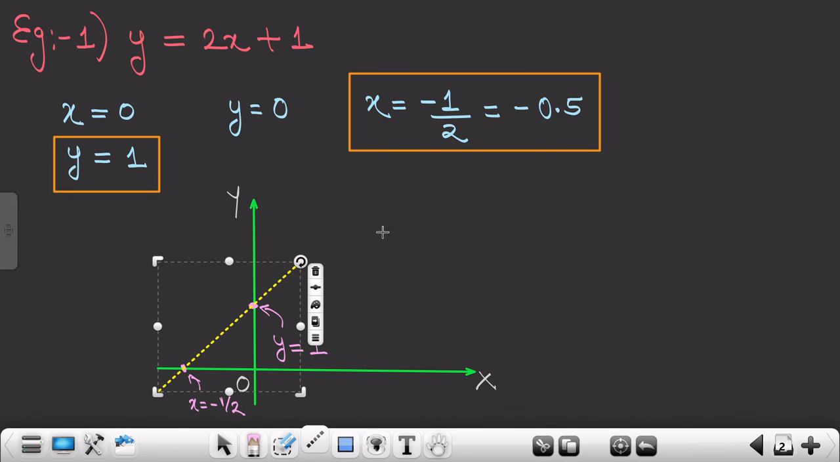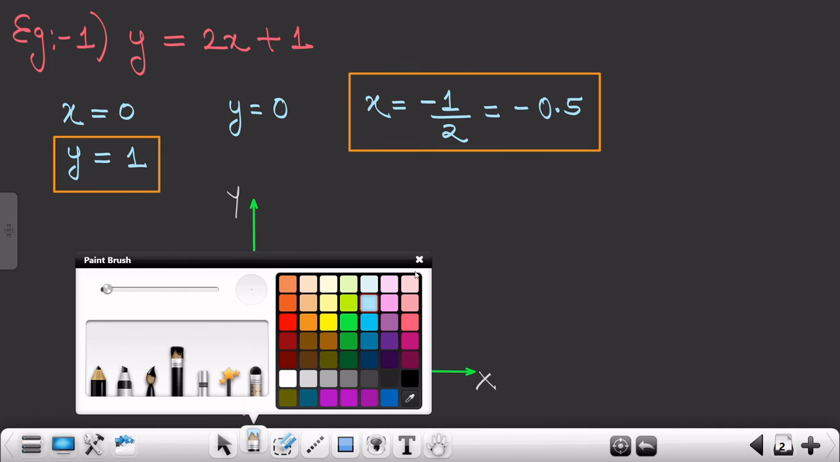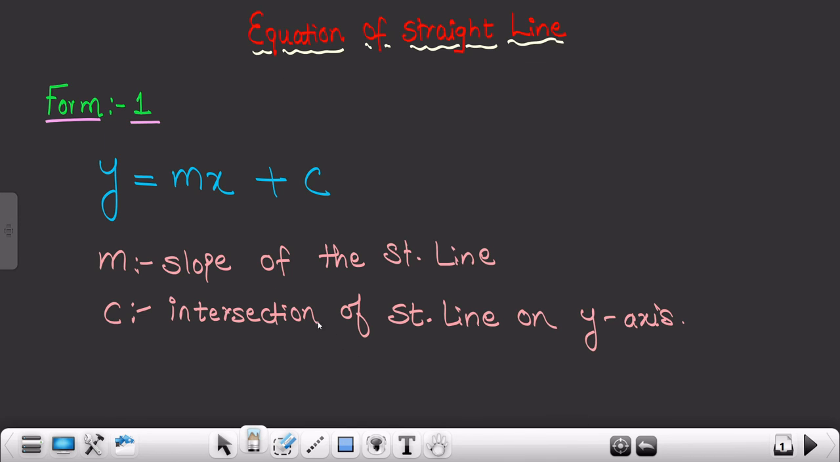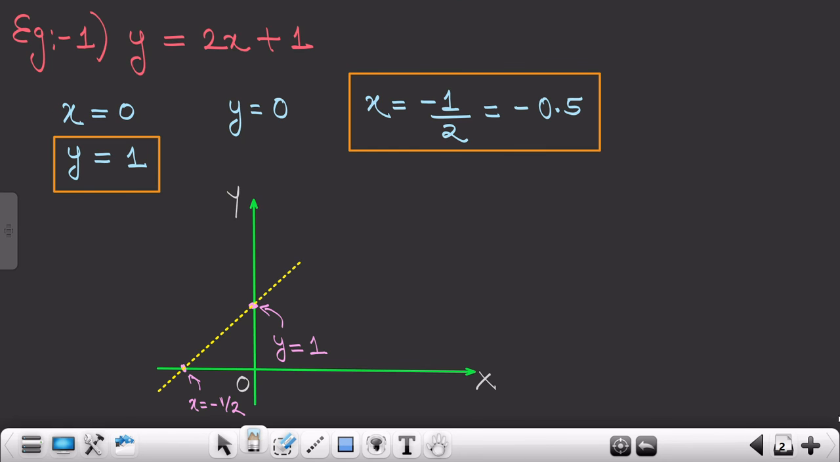This is the line I was talking about. If you see very clearly, our line is passing through y equal to 1, and this is known as the y-intercept, or the intersection of the straight line on the y-axis, and m is the slope of the straight line. I hope you understood this concept.